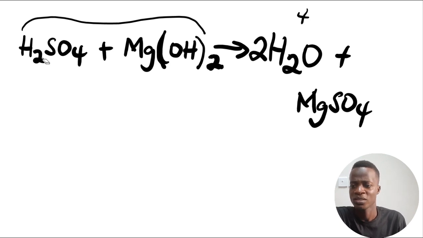So the oxygen, how many do we have here? We have 4 here, and then 2 here as well, because these 2 multiply this bracket. So 4 plus 2, that's giving us 6.